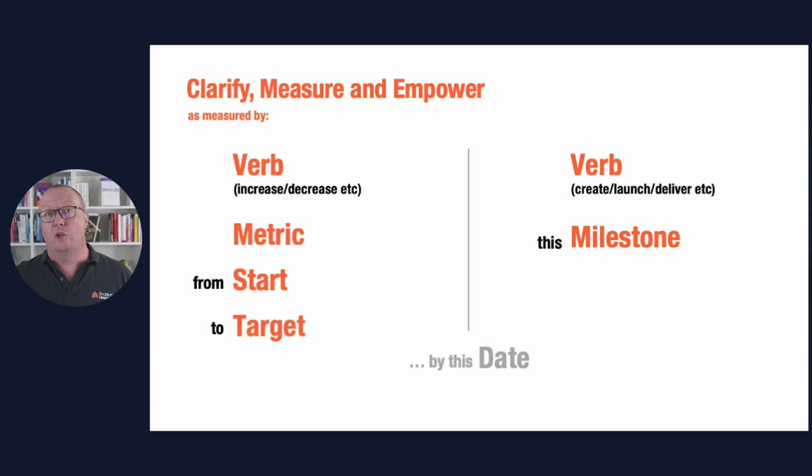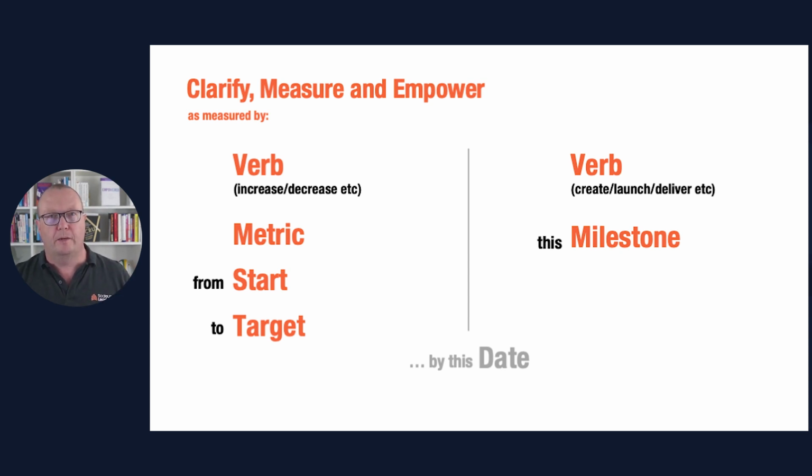We'll get into tips for setting OKRs shortly, but let's take a look at the format first. What do key results look like? We'll start with the two most common types of key results, metrics and milestones. For a metric, you want to use this format. Verb, the metric from start to target, right?